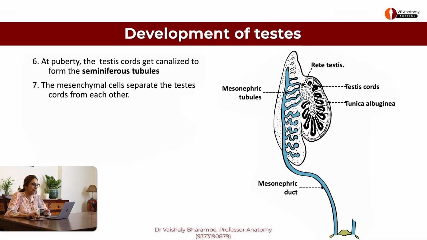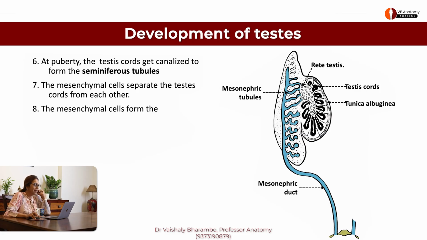Right, let's move on. This time an image to keep you going. So here you're seeing the testicular cords, which in future will form seminiferous tubules after puberty. Meanwhile, the whole thing is surrounded by a lot of mesenchyme. Okay, so this mesenchyme now begins to help out.